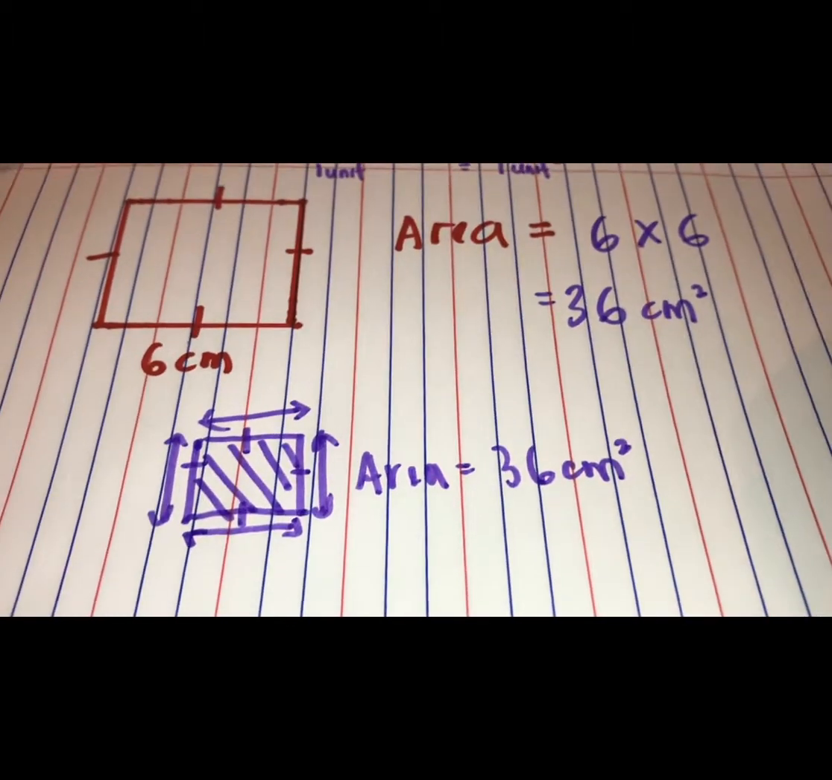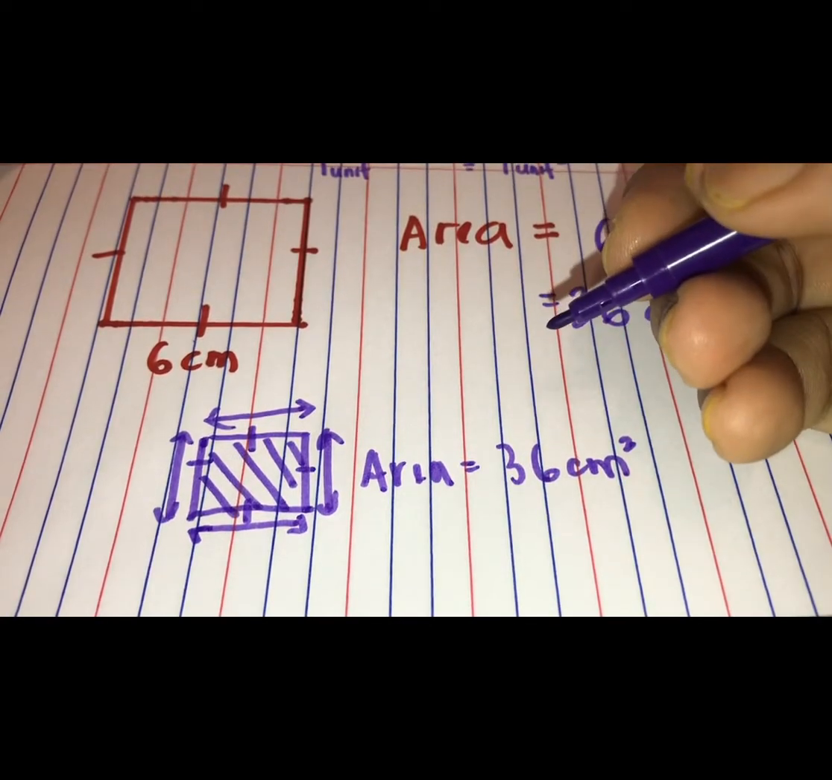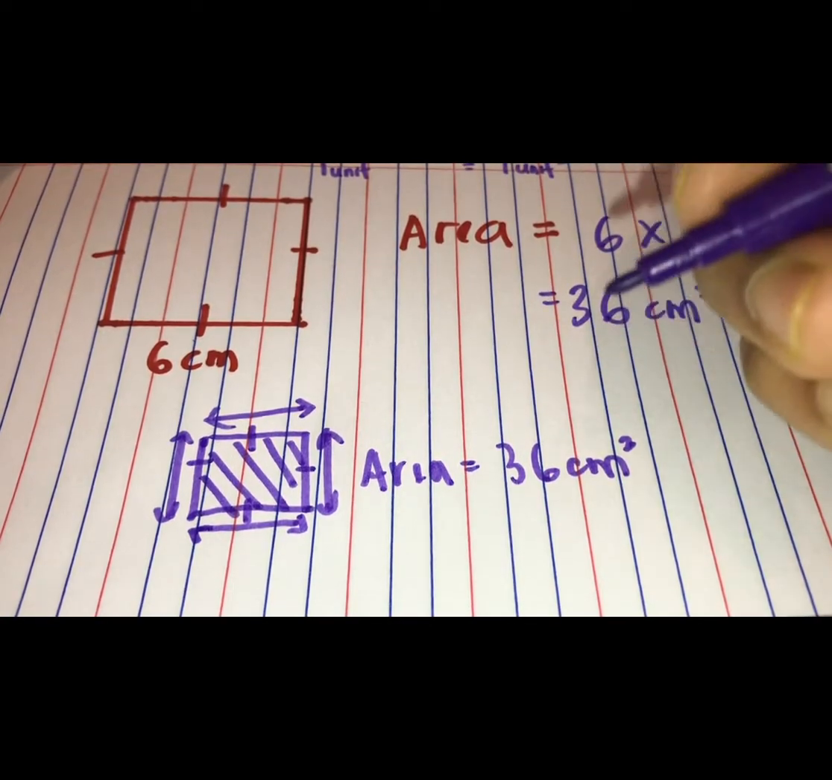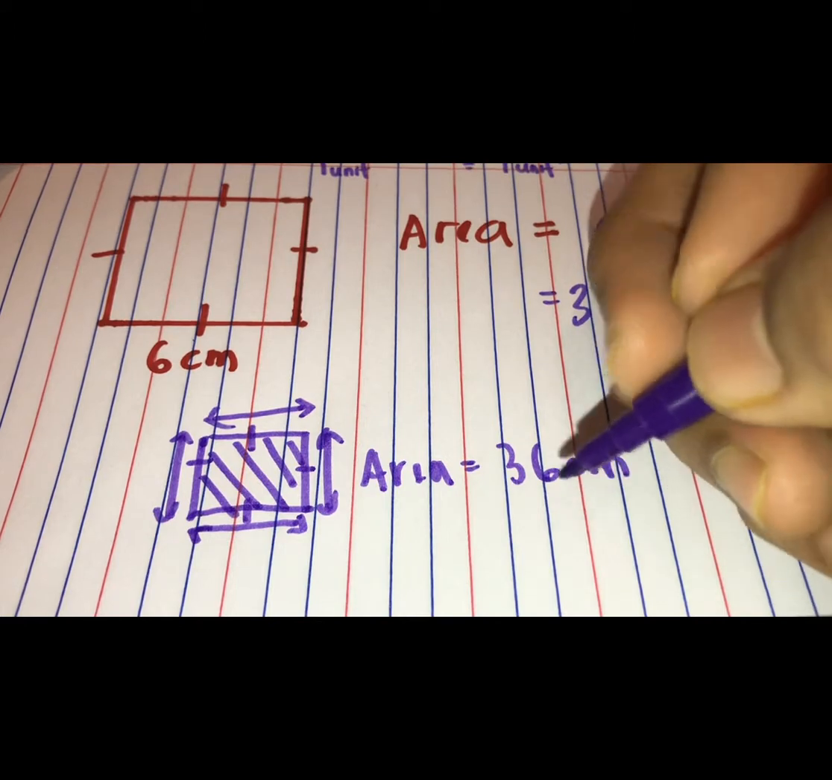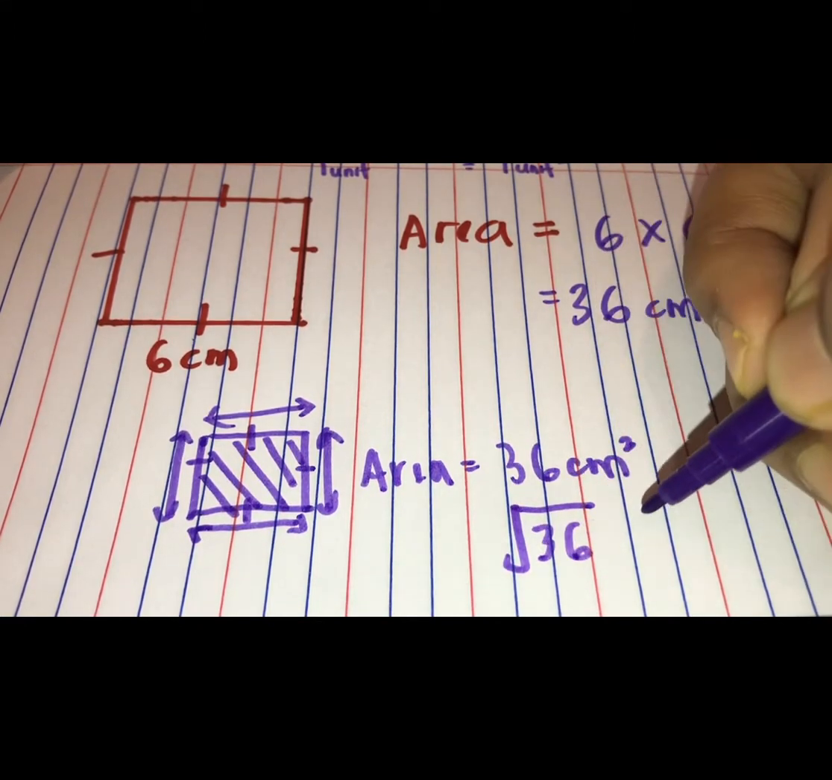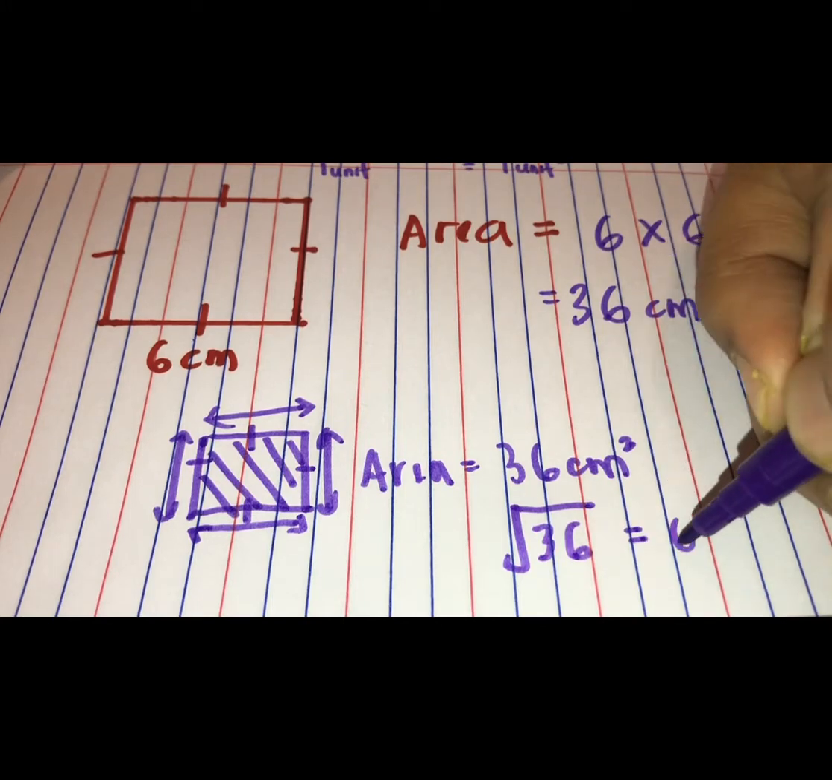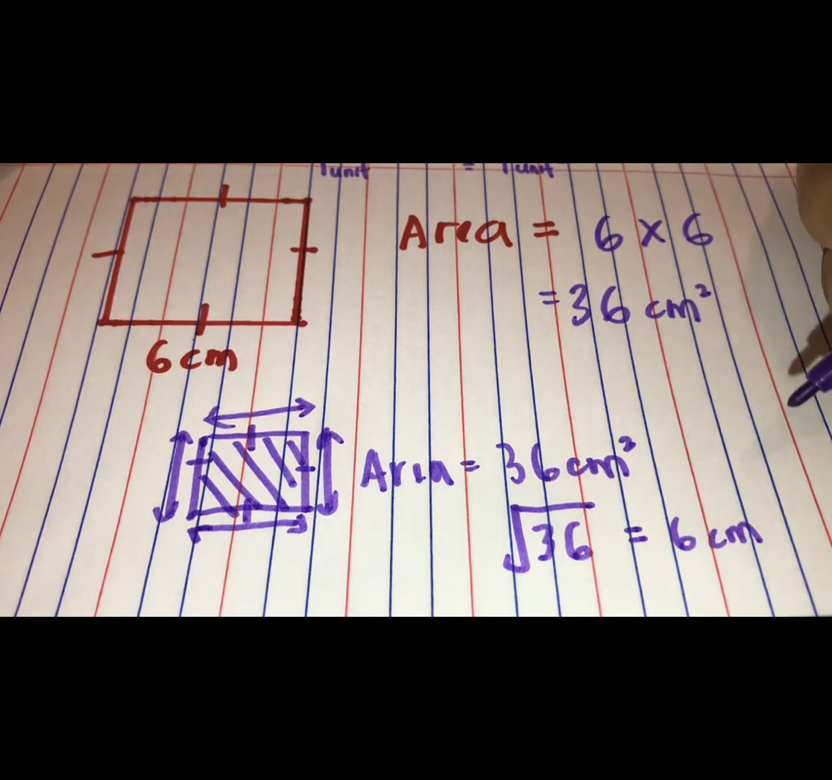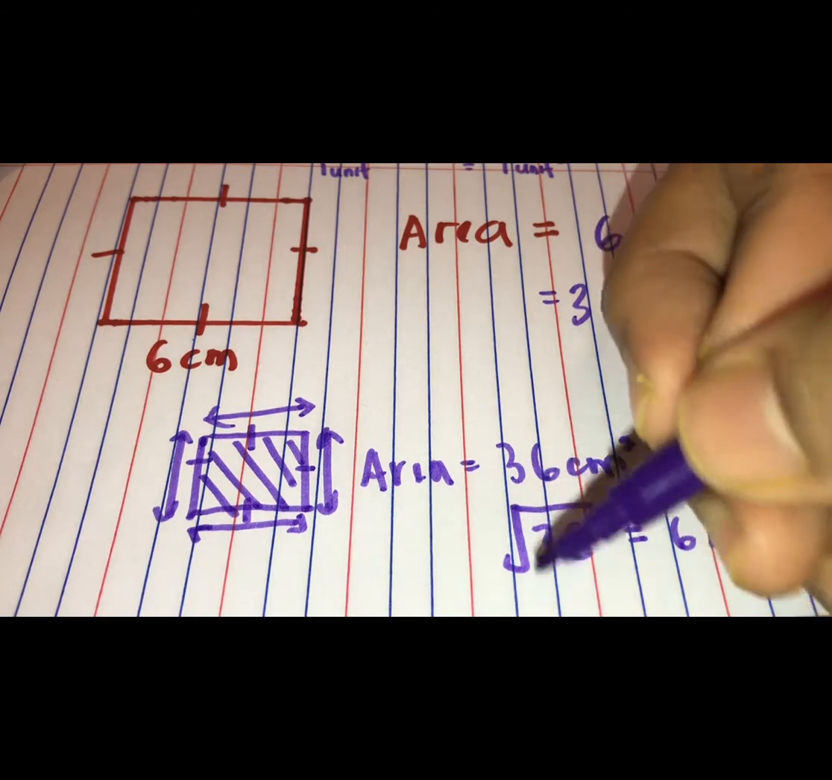To find the length, you cannot divide by 4. That is a wrong concept. You have to use the concept of square, you have to square root. Square root of 36 equals 6 cm. In this chapter you will learn about the square and square root.